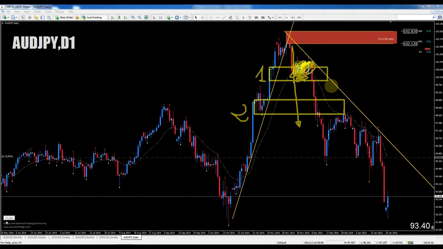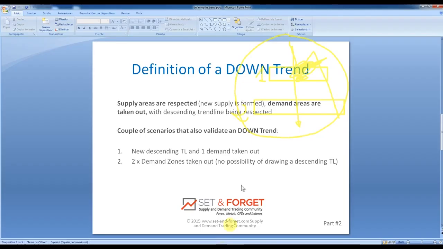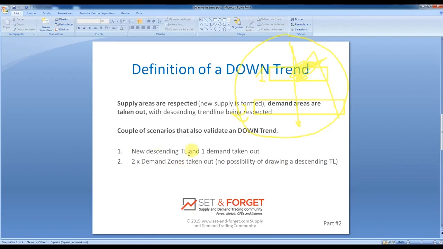Why? Because this didn't happen. So we don't have two peaks. So this is the scenario. You have to imagine it. It's good that you imagine and work your brain a little bit. So this is this scenario over there. In the uptrend video, it is covered easily. So the opposite will be valid for the downtrend. It's just the opposing definition.